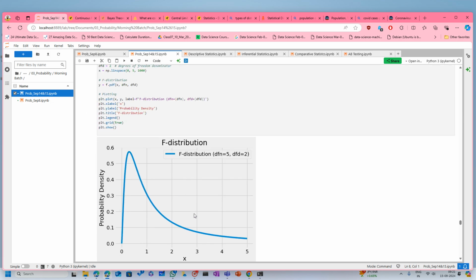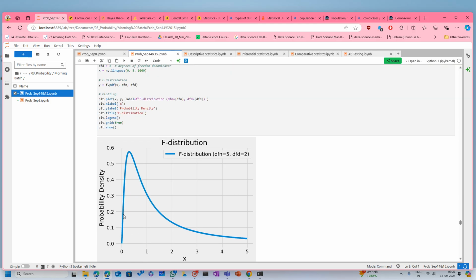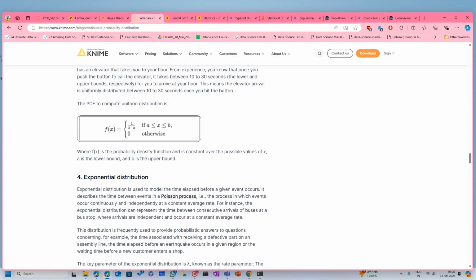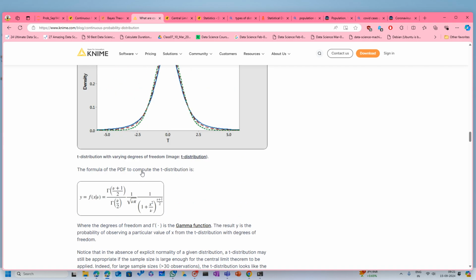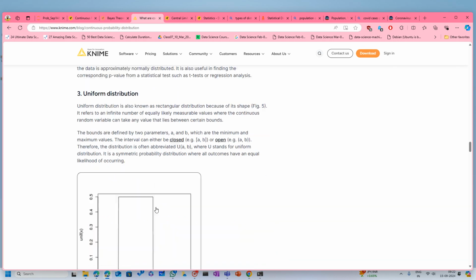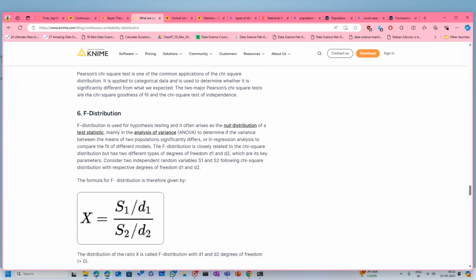Again, the F distribution is very similar to chi-squared, but it is further shifted towards the left. The F distribution is used in conducting certain tests. We call it the F test, and it is also used in ANOVA testing.